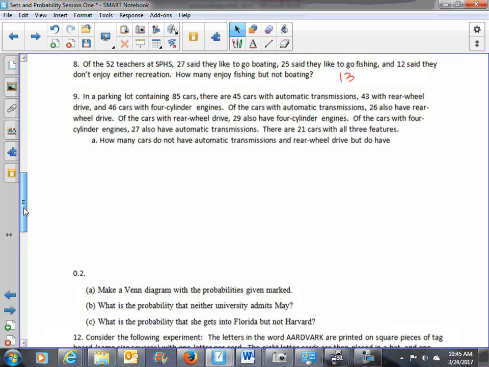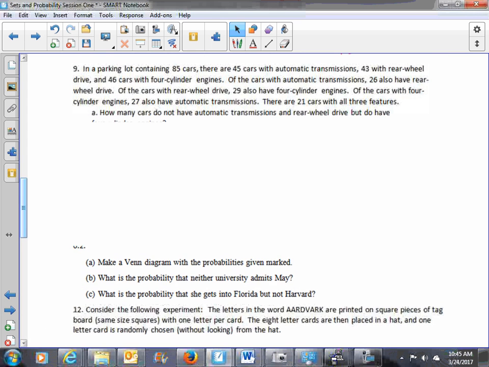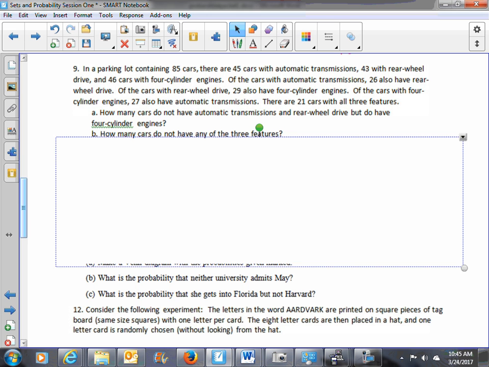Went down a little too far there. 9. A parking lot contains 85 cars. There are 45 cars with automatic transmissions, 43 with rear-wheel drive, and 46 cars with 4-cylinder engines. Okay, now in this particular case, we've got 3 different sets in our Venn diagram, so we're going to have 3 overlapping circles.